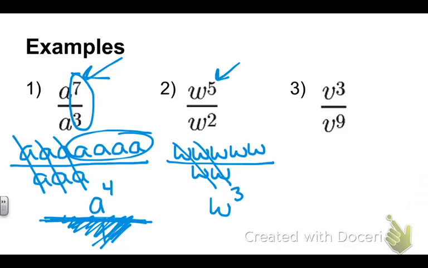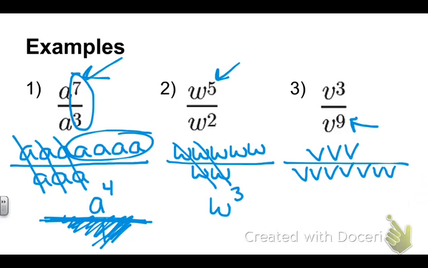Number 3 is different. Look at it. 3 and 9. Who's bigger? Who's going to win? The 9's bigger. The 9 is going to win, so where do you think our answer is going to go? If we write it out, let's see, v, v, v, all over 1, 2, 3, 4, 5, 6, 7, 8, 9. These cancel out and leaves us with 1, 2, 3, 4, 5, 6 v's on the bottom. All right, but we can't just ignore the numerator. We've got to put 1 over v to the 6th.